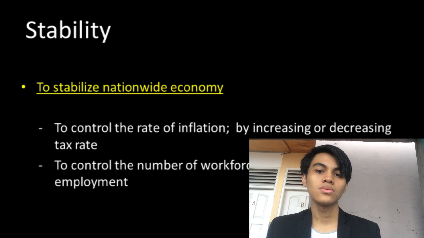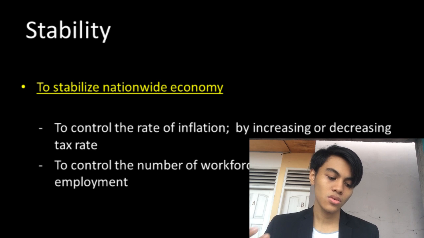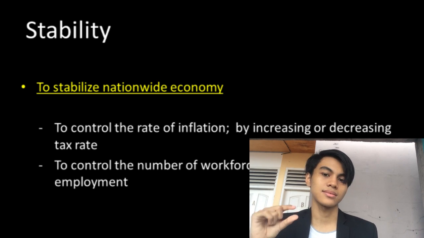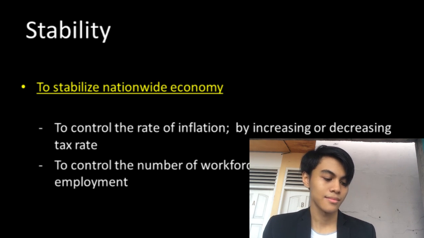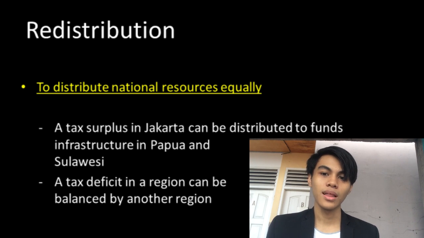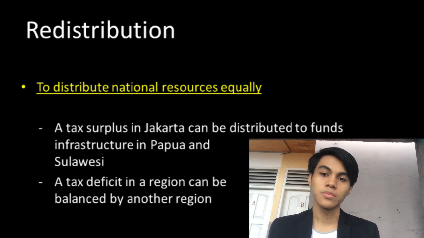The third one is to stabilize the national economy, or the stability function. It's like controlling the rate of inflation and controlling the number of workforce in Indonesia by adjusting their taxes under certain conditions. It's basically macroeconomy. I won't dive deep into that. And the fourth and last is redistribution. It comes from the word distribute, and it's basically to distribute national resources equally.